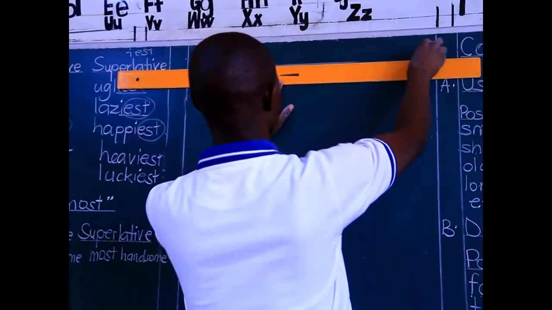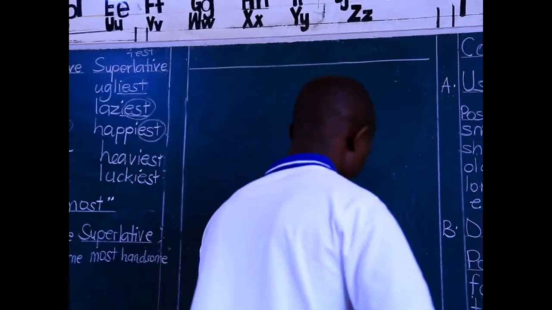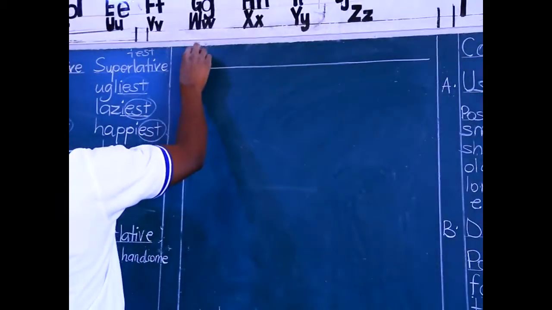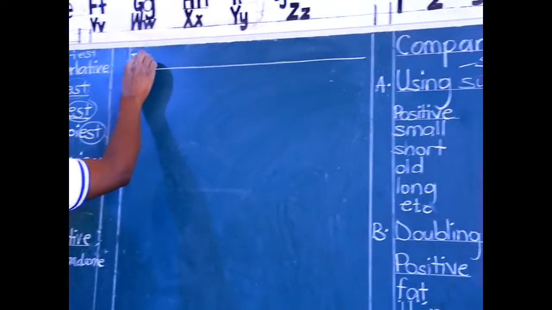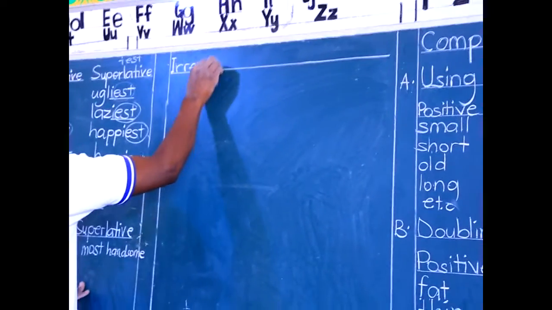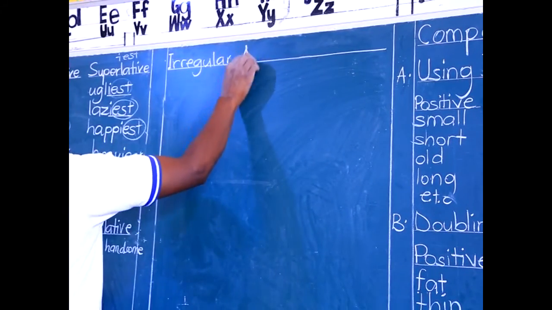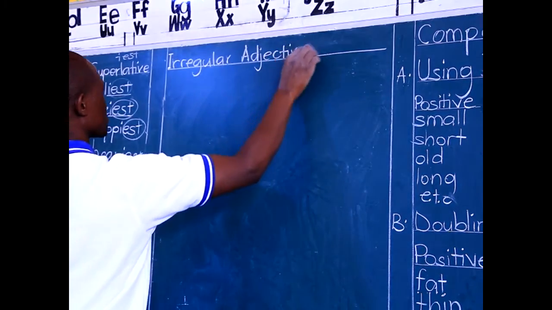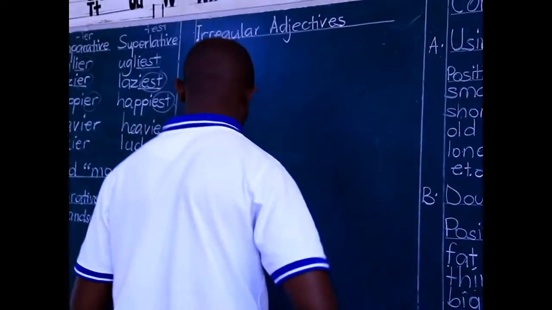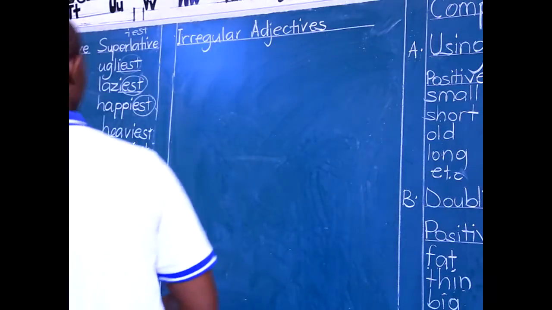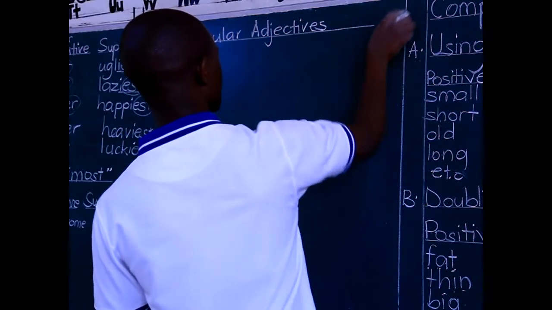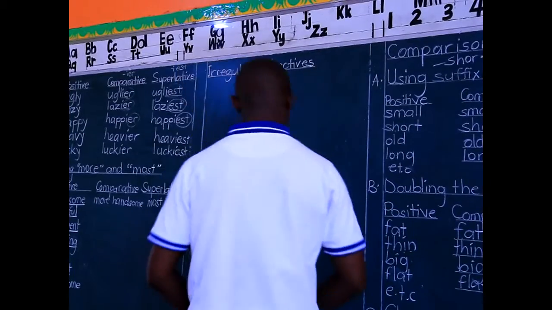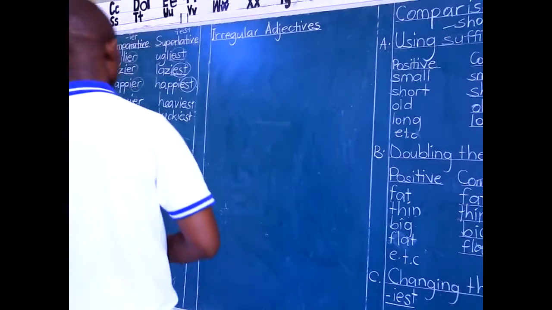Finally, in our comparison of adjectives today, what we look at is irregular adjectives. And what do I need to tell you about irregular adjectives? It should not be different from what your teacher taught you in P5. What did he emphasize? If you can't remember, listen to the teacher.